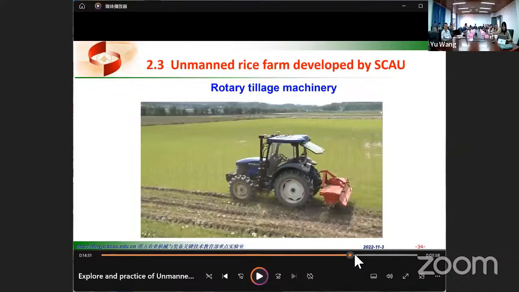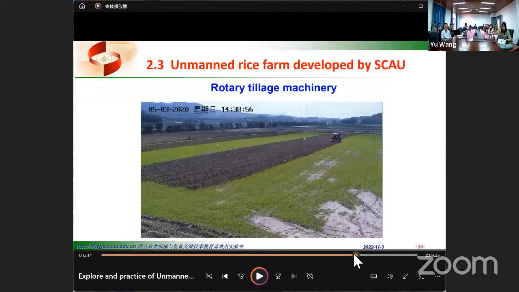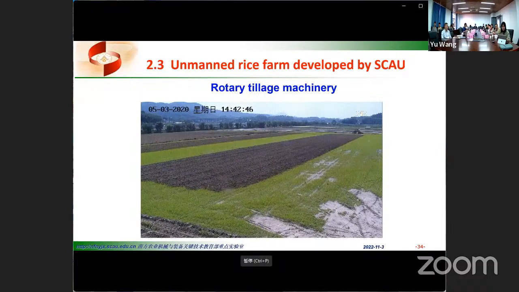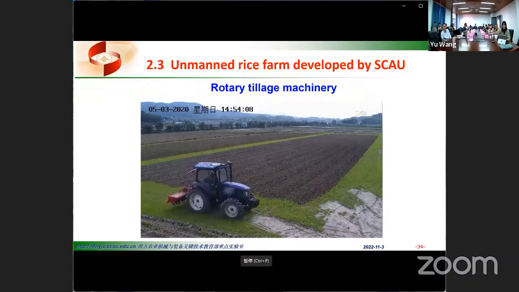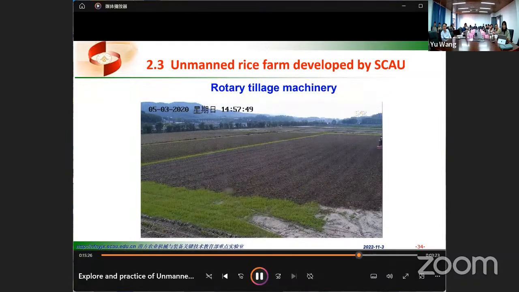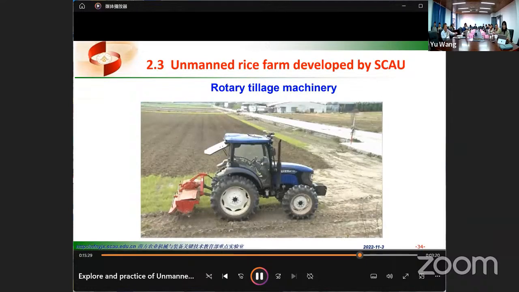I will show a video for our unmanned rice farm, the first unmanned rice farm of the world. The driving error of straight line is less than 2.5 centimeters. The working efficiency of one rotary tiller is more than 1.3 hectares per hour.